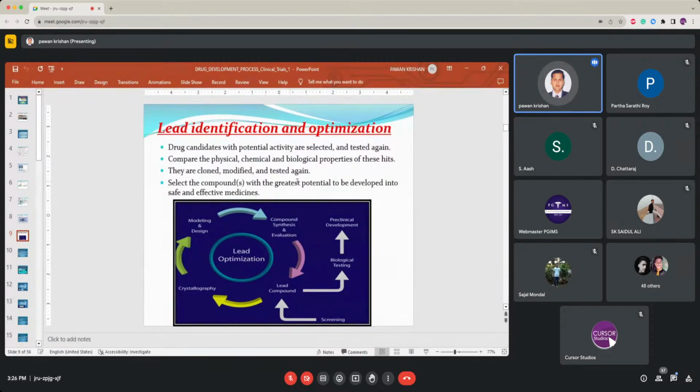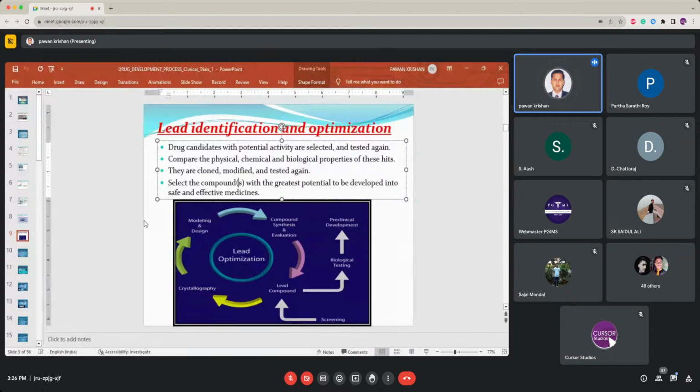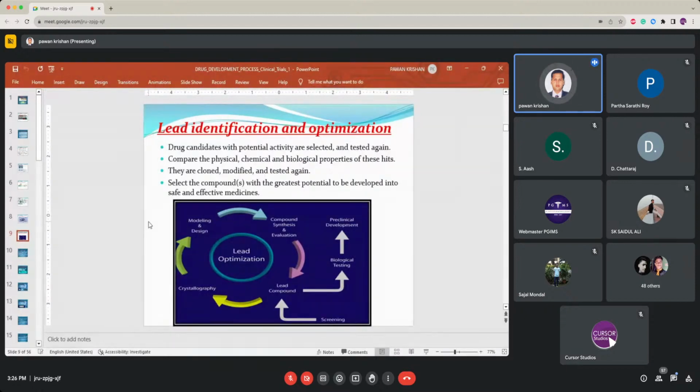So the selected compounds with greatest potential are to be developed into safe and effective medicine. So by assessing the various functional groups using analytical techniques, those which are responsible for efficacy, binding, or toxicity, all those molecular functional groups are refined and optimized.